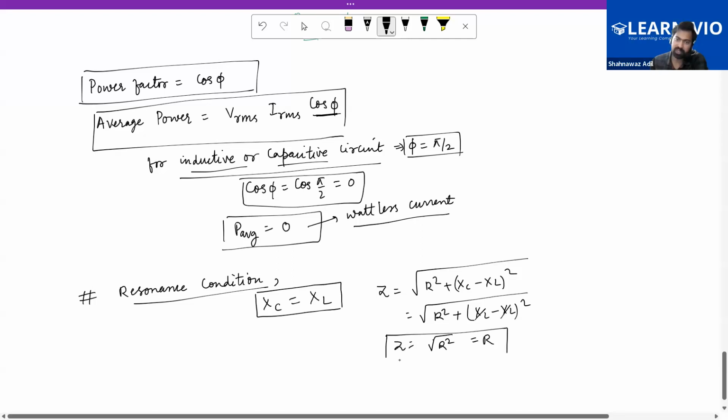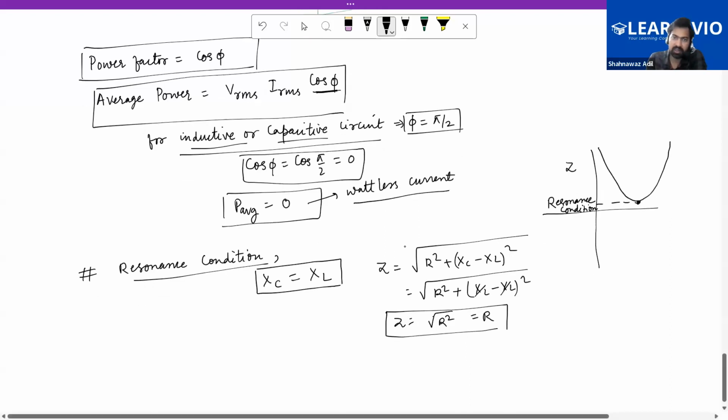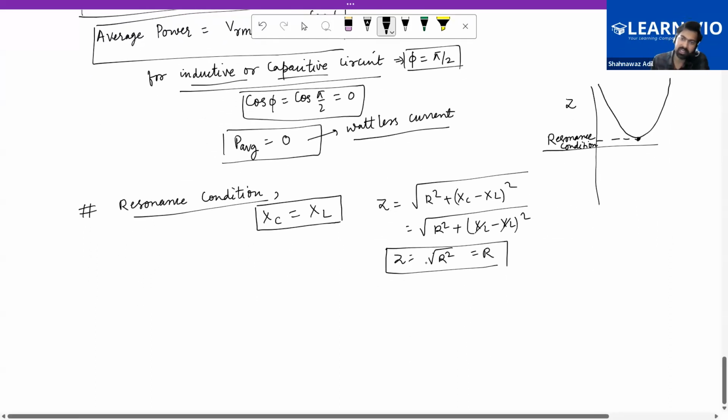So for the case of resonance condition, the impedance would be minimum. So this would be the graph of the impedance, right? Impedance would be minimum at resonance condition. This is what we call resonance condition. This is your Z, right? So this is how the Z is varying, and this is called resonance condition. Okay, and then at resonance condition, impedance becomes R.